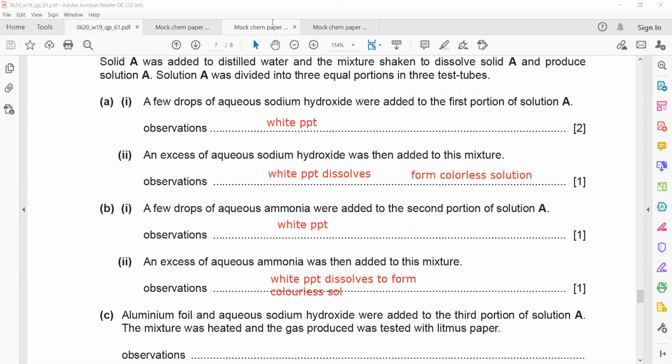Then aluminium foil and sodium hydroxide, this is a test for nitrate ion. Adding aluminium powder and sodium hydroxide, that's a test for nitrate ion. The mixture was heated and the gas produced was tested.